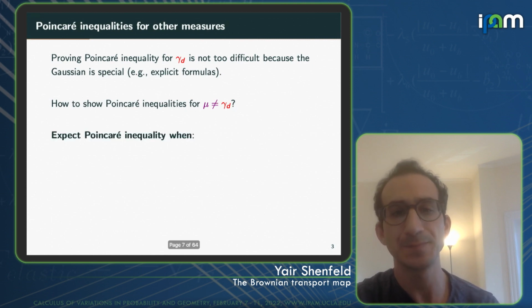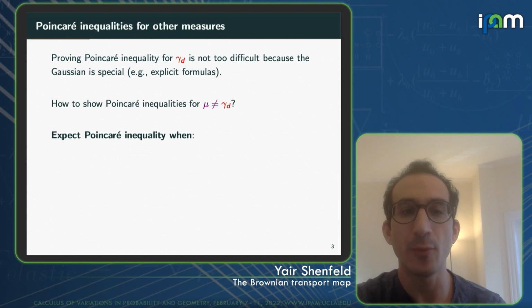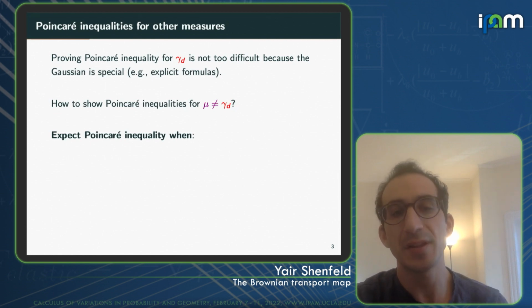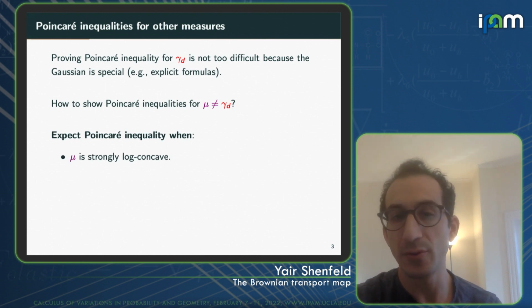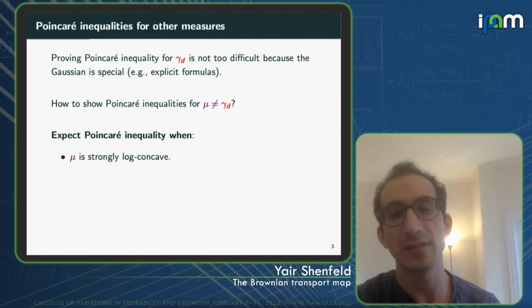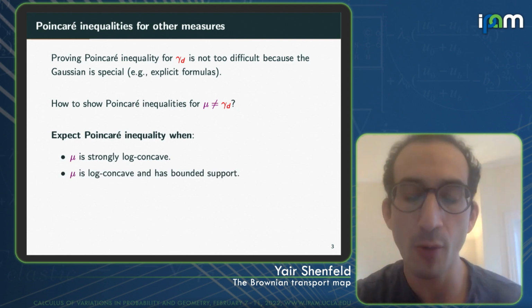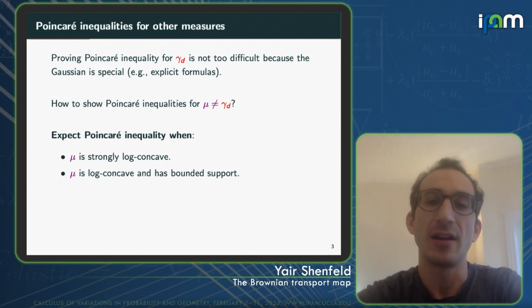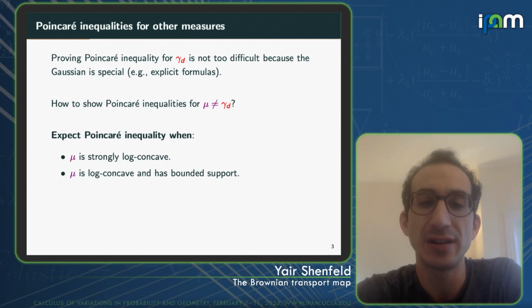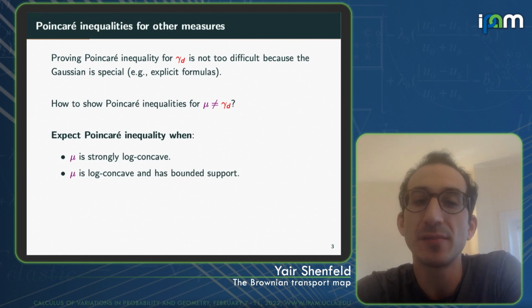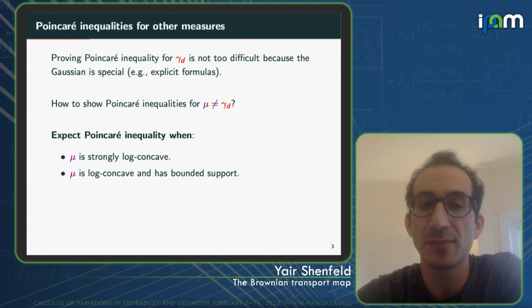other than the Gaussian. It's not like we expect to have a Poincare inequality for any measure, of course, but there are certain classes of measures where it might hold. For example, if mu is strongly log-concave, meaning it's more log-concave than the Gaussian. If it's log-concave and has bounded support, so all of these are measures which are somehow more concentrated than the Gaussian because either they're more log-concave or because they're confined to a bounded support. So we might expect them too to satisfy a Poincare inequality, just like the Gaussian, because they're in a sense more concentrated than the Gaussian.